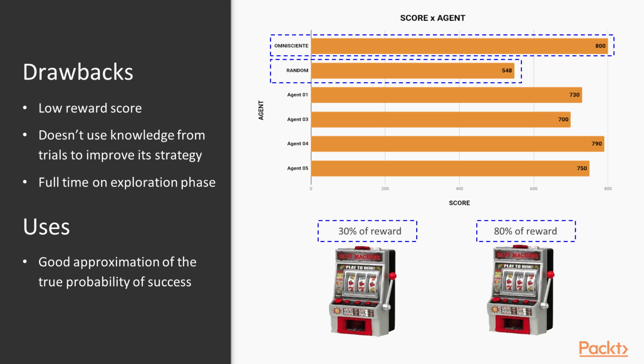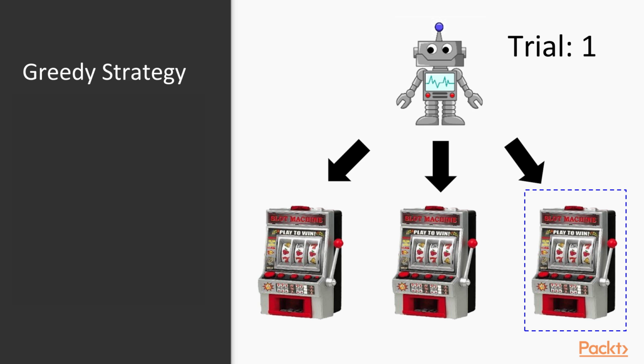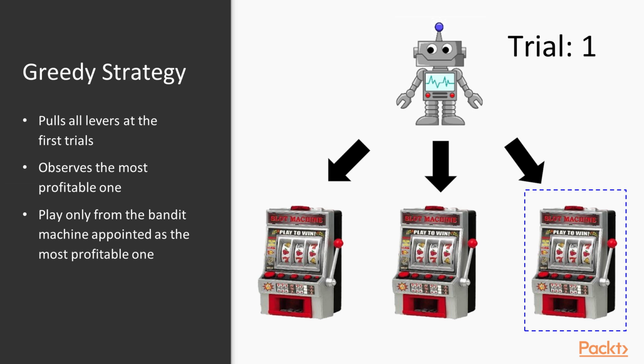Now, let's explore a new AI agent called Grid Agent and see if it can help us to improve these results so far. The strategy of this Grid Agent is as follows. In the first trials, the Grid Agent pulls the arm from all bandit machines, one by one, and observes the amount of reward that comes out from each bandit machine. Then, it selects the bandit machine that returns the highest reward and pulls its lever for the rest of the trials until the end of the experiment.